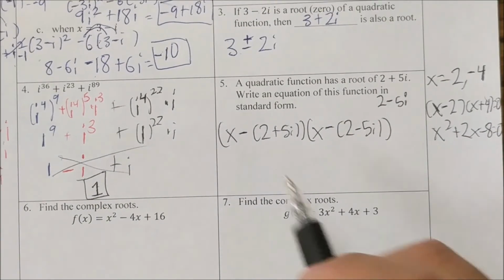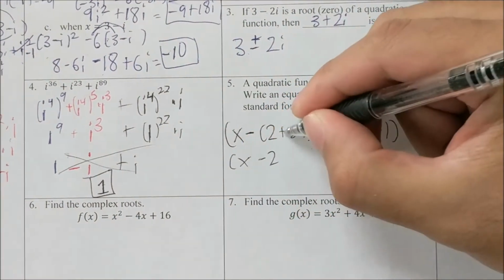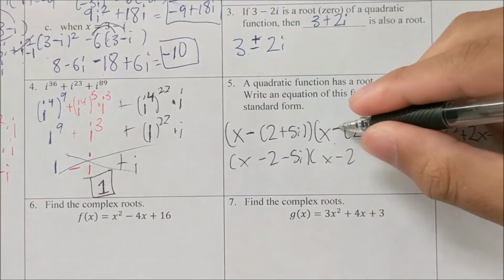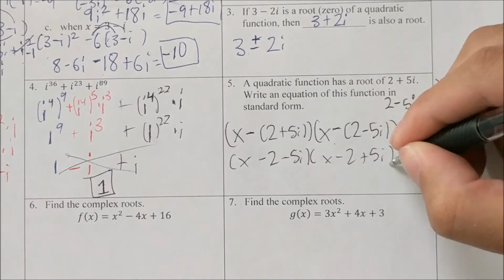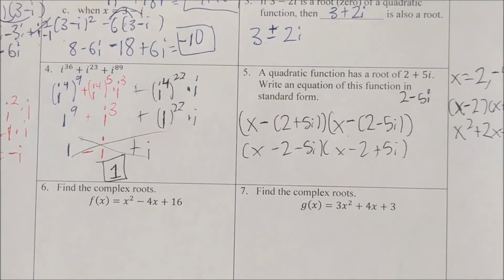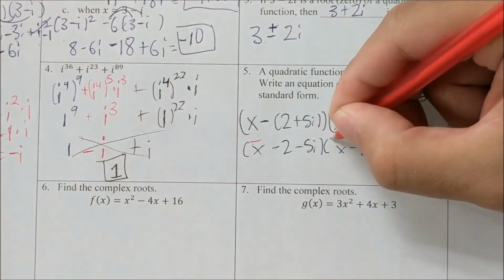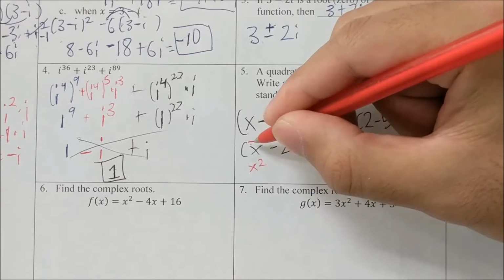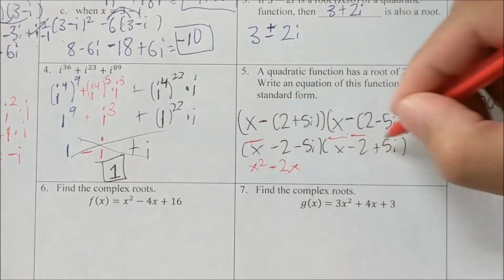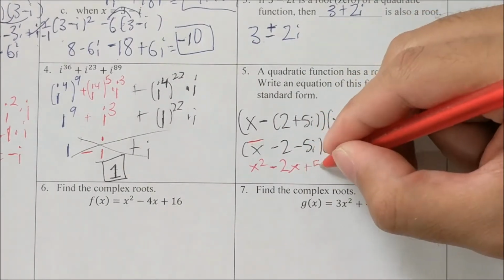Okay, so first I'm just going to distribute the subtraction within each. So minus 2 minus 5i, but then this one is minus 2 plus 5i. Okay, so I need to distribute here, which is going to take some room. So x times x is x squared, then x times negative 2 is minus 2x, and x times 5i is plus 5ix.